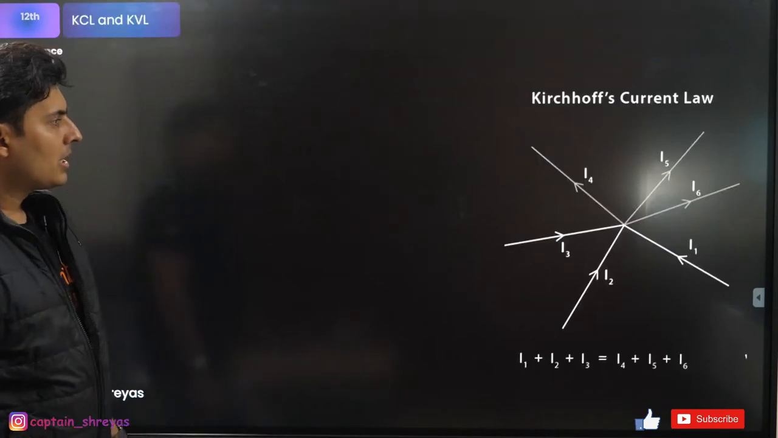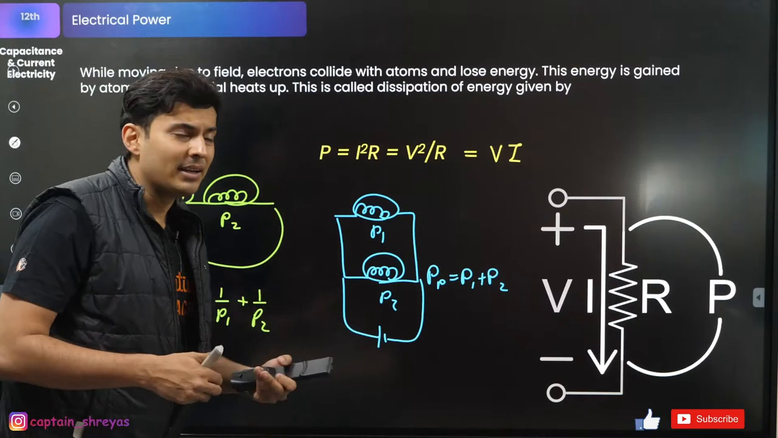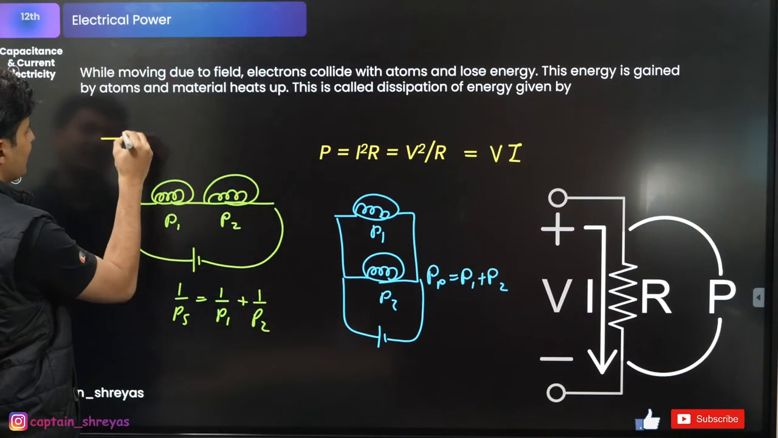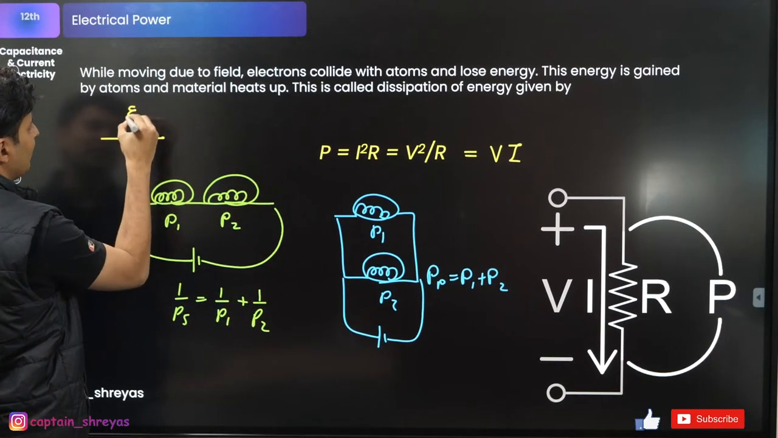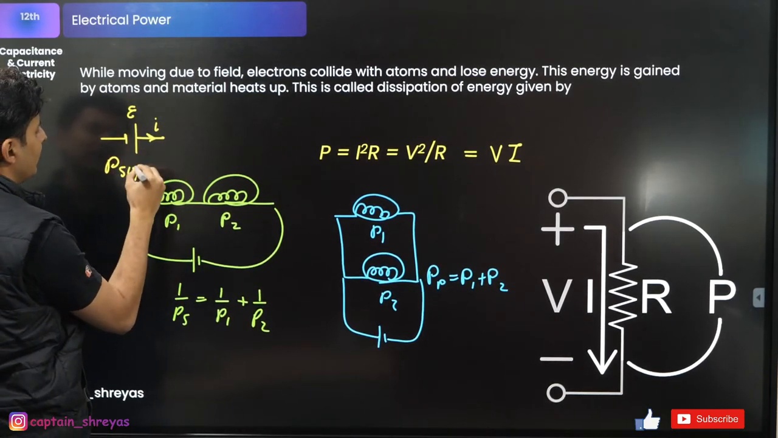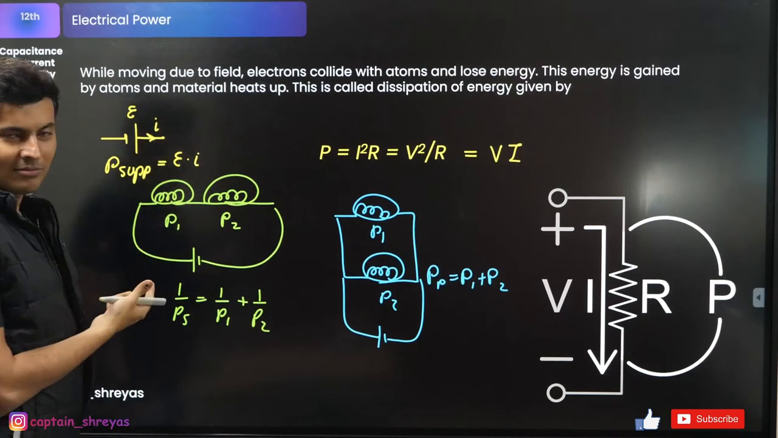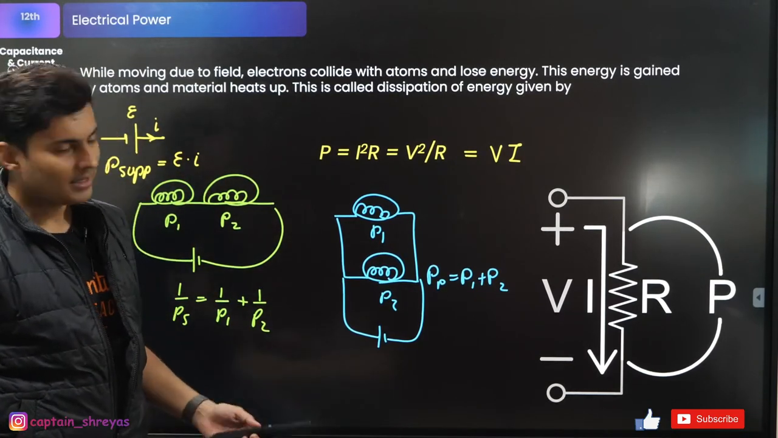Awesome. Now, also one more thing. You generally use V into I for batteries. For example, if you have a cell which is having EMF E, and if it is giving current I, then the power which is supplied is E into I, voltage into current. That's when you generally use that.